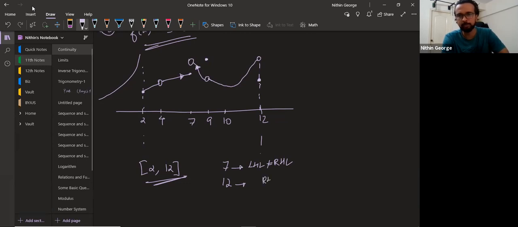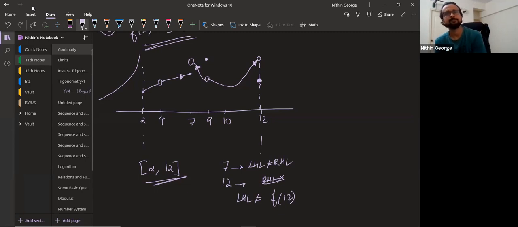At 12, the limits are not equal, RHL and LHL. The function is not defined that way. So, LHL is not equal to the value of the function at the point 12. The value of the function at that point is this circle here. The other one, the LHL is pointing towards this value here. Are you following this, guys? Yes, sir.